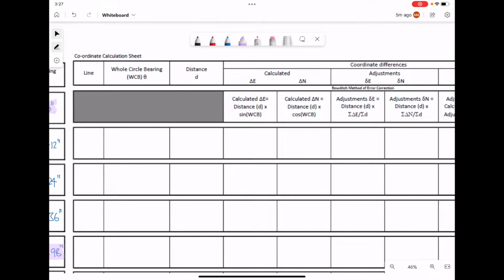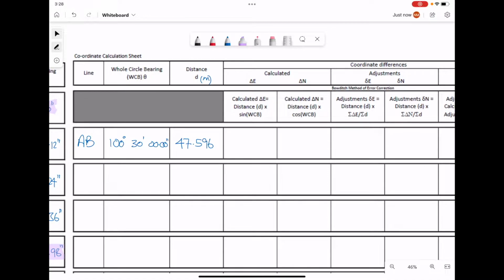Our first part is to fill in information that we have previously calculated. So, looking at the line column, first of all, we're going to fill in the first line in the traverse, starting from point A, where we had measured the whole circle bearing. The first line in the traverse is line AB. The whole circle bearing that we had measured for this one was 100 degrees, 30 minutes, 0 seconds. And the distance A to B from our traverse plot is 47.596. All distances here being in meters.